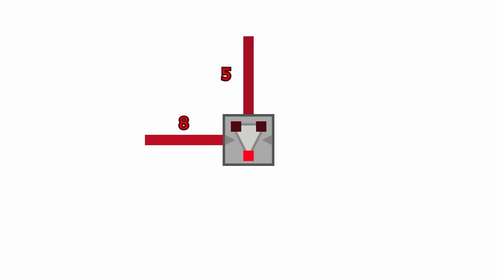Now let's switch to subtract mode. The primary input is still 5, and the secondary input is still 8. Now we're subtracting 8 from 5. Since we can't have negative redstone power levels, the output is 0. Then let's increase the primary input to 8 again. The secondary input is still also 8, so we're subtracting 8 from 8, which gives an output of 0. Finally, let's increase the primary input back to 13. Now we're subtracting 8 from 13, so the output will be 5.